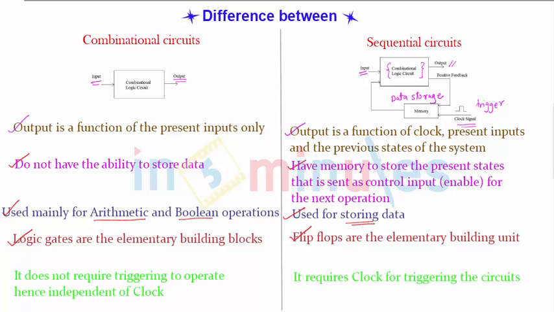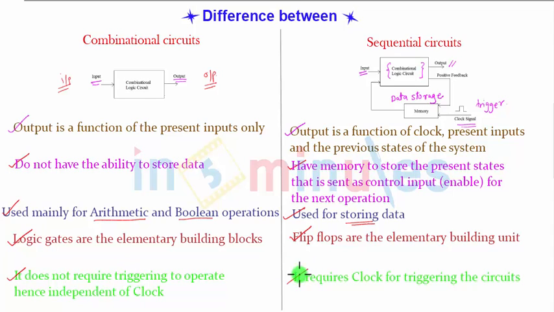Moving further, the last point we have: it does not require triggering to operate. See, a combinational circuit doesn't depend upon any triggering pulse or the memory element. As soon as it gets the present inputs, it will calculate the output for you. Hence, it's independent of clock signal.